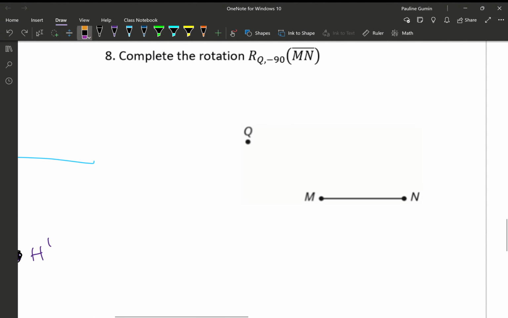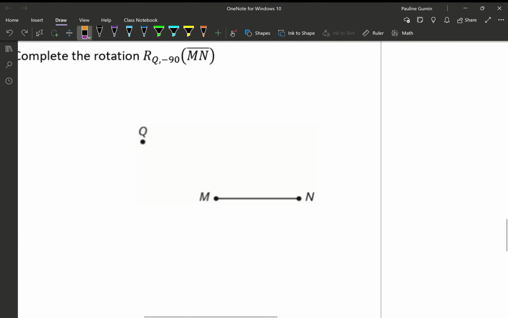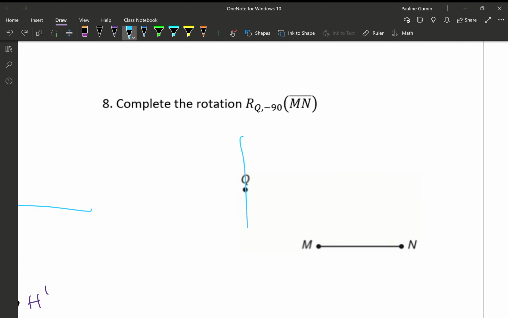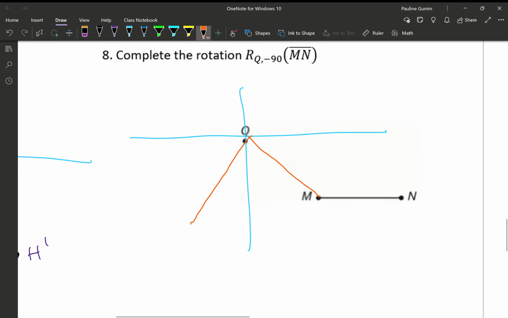And lastly, number 8, we're going to rotate clockwise 90 degrees, since it's negative, about the point Q. Let's do it. 90 degrees means that L shape. Why does that look wrong? I don't know. Let me try it again. Maybe that's what it is. Ah, there we go. That's better. I don't know if I drew that any different, but it is what it is. It looks better to me now.